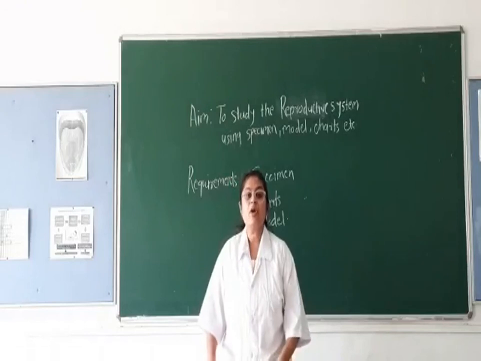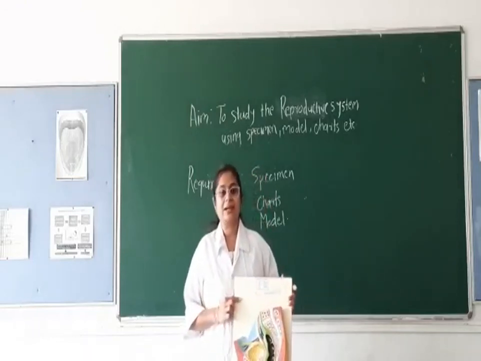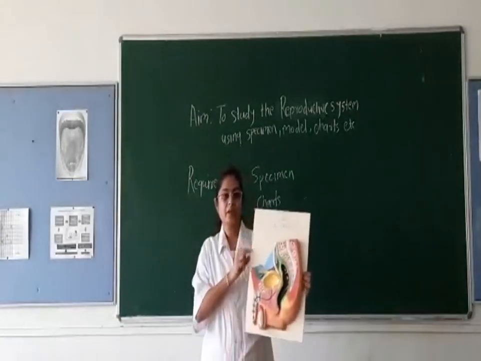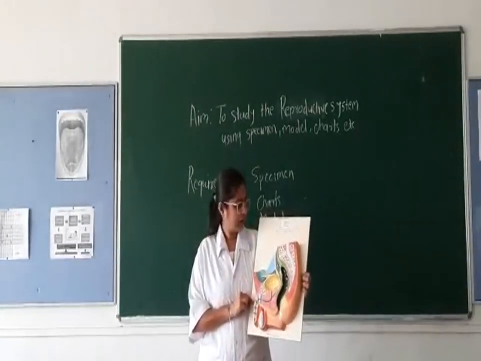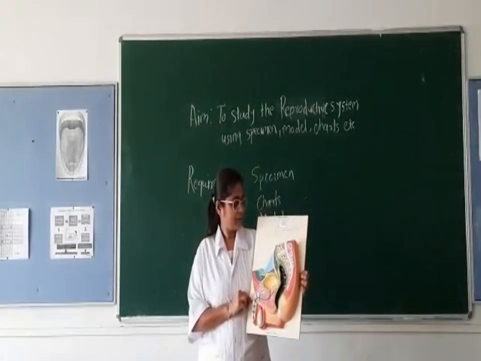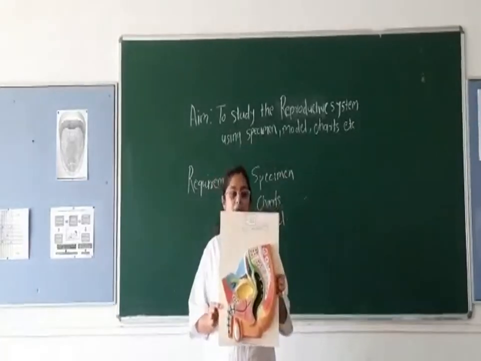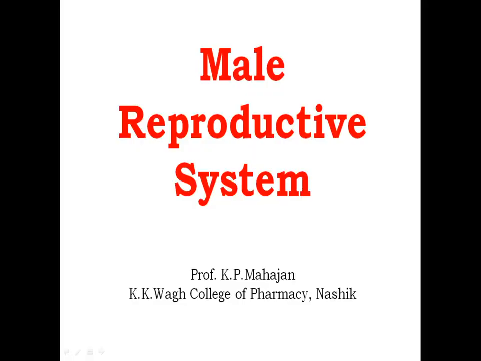Now here is the model of the male reproductive system. This male reproductive system contains the testes, glans penis, again the glans penis, urethra, prostate gland, etc. These are the parts of the model of the male reproductive system.